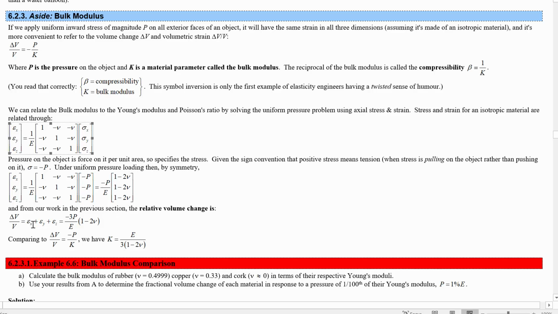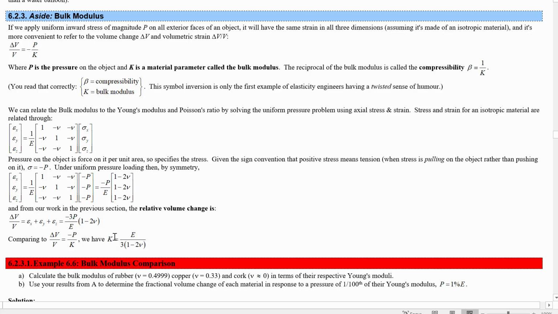And from the work that we did earlier, figuring out that the fractional volume change is the sum of the strains, we can now just add these three things up, and we'll get negative 3P over E times 1 minus 2 nu. If we compare this to this equation up here, you can see that the bulk modulus, K, is equal to E divided by 3 times 1 minus 2 nu.